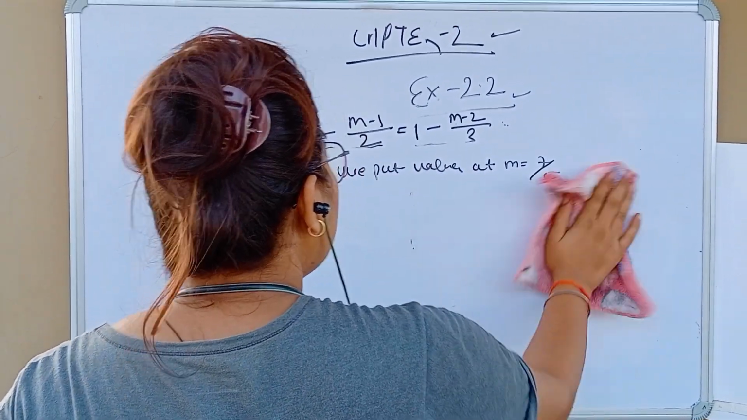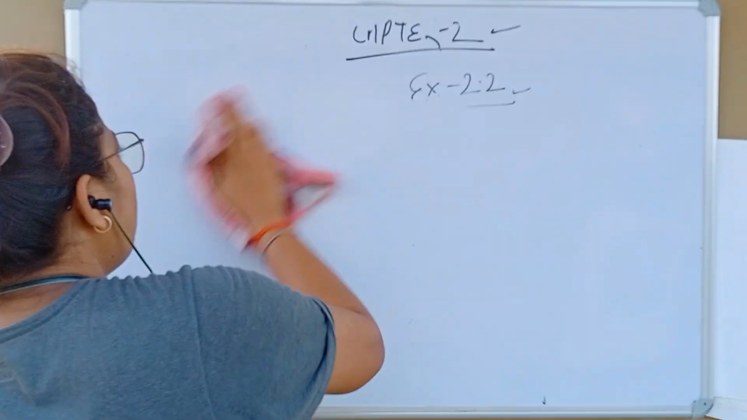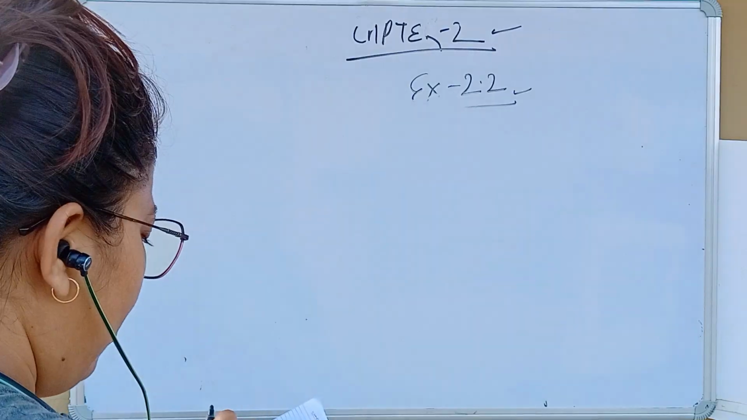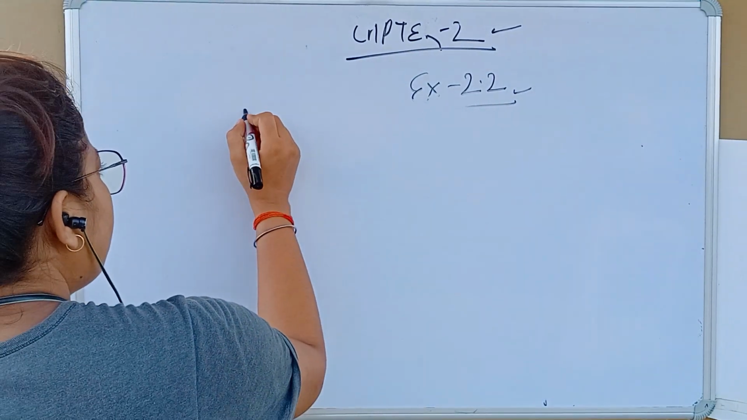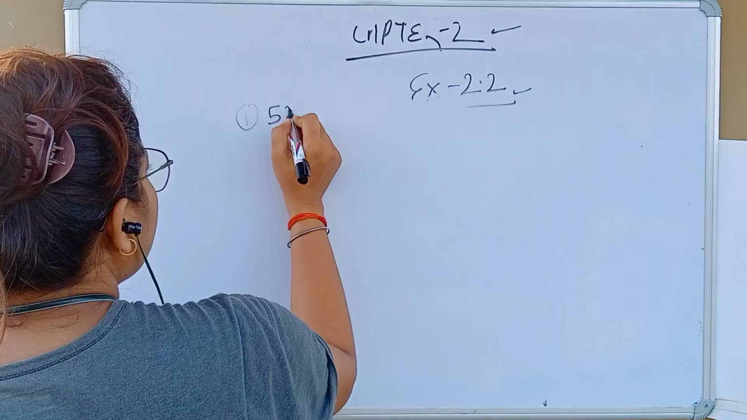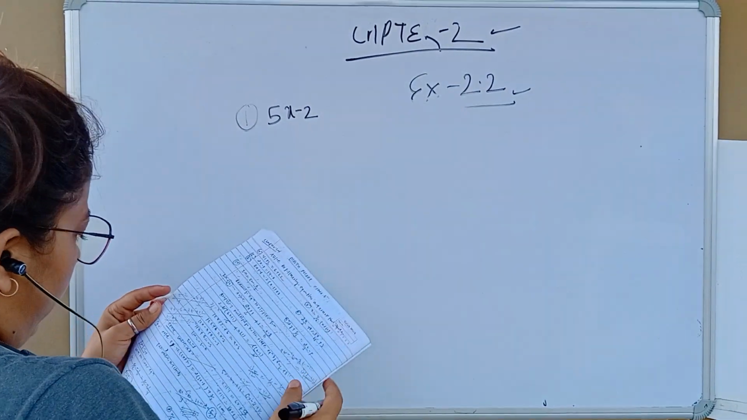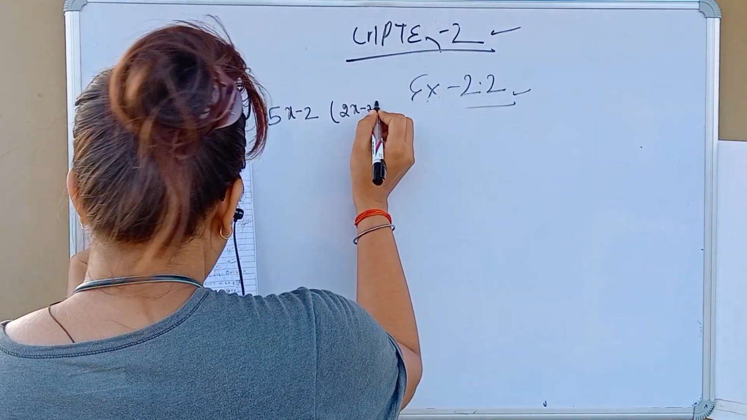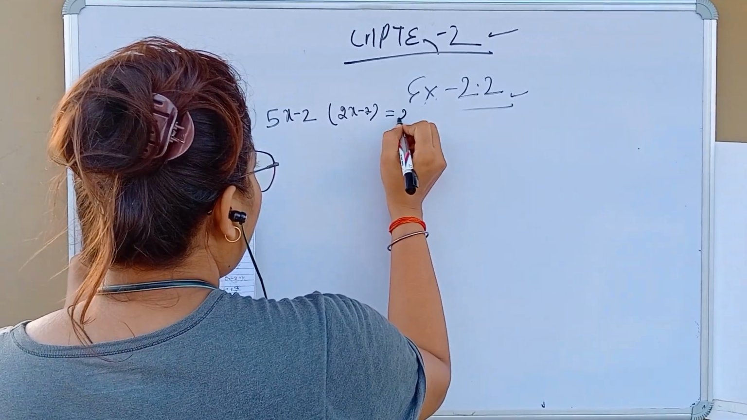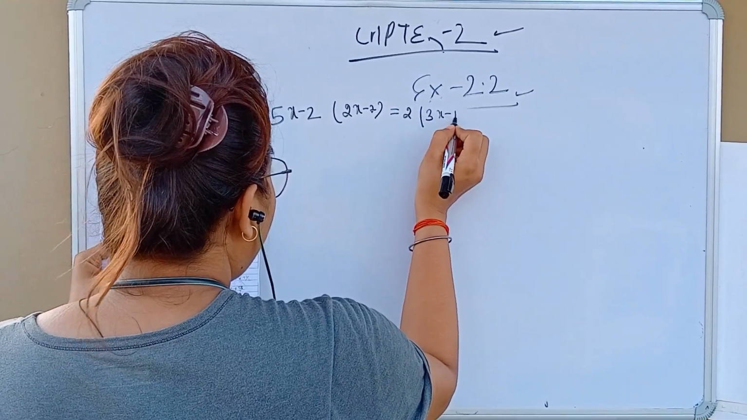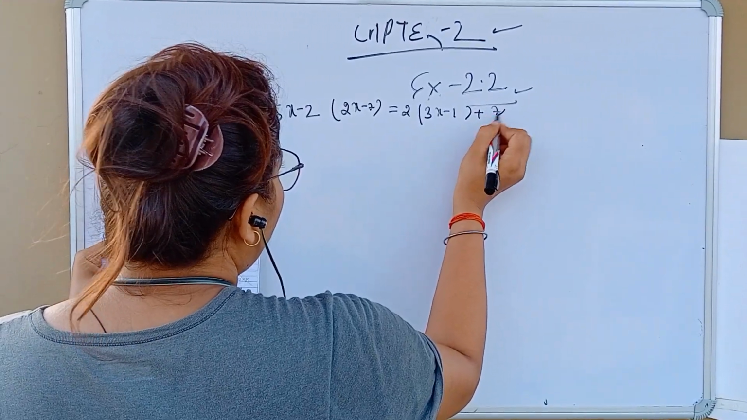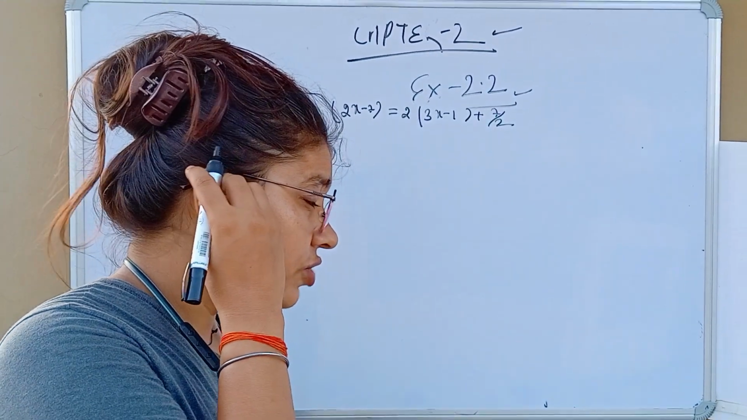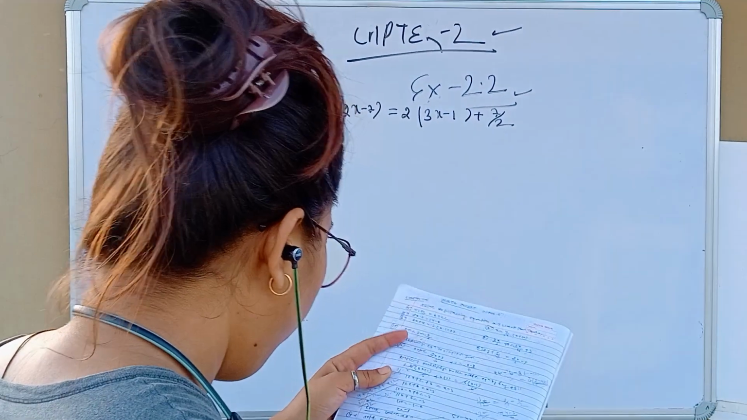Now we solve one question that was remaining from the previous video. I think its value was not correct, so we solve it in this video. The question is 5x minus 2 (2x minus 7) is equal to 2 (3x minus 1) plus 7 by 2. It is an example question of exercise 2, chapter 2.